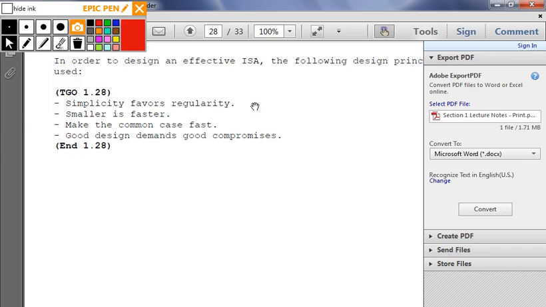And then finally, this is the common sense catch-all: good design demands good compromises. So there are pros and cons to everything. There's no one right answer to everything in terms of trying to decide. Sometimes you try to push for getting a little more money to have a larger chip to be able to do more things. However, that means more power, more area, more cost, and sometimes you have to make these choices.